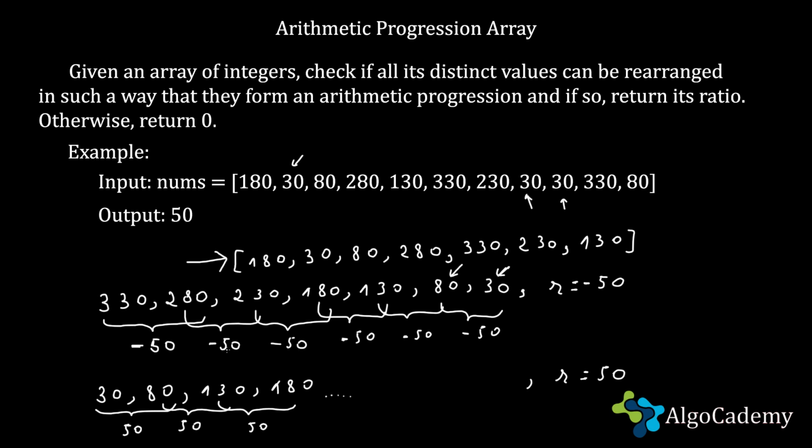Their difference should always be equal, right? So the difference of the first two, which is supposed to be the ratio, should be equal to the difference of the next two, and the difference of the next two, and so on and so forth, right? This is all we need to do. After sorting the elements increasingly, we just compare each difference of two consecutive elements, and they should in fact all be equal. If they are, we have ourselves an arithmetic progression and we can return that ratio.